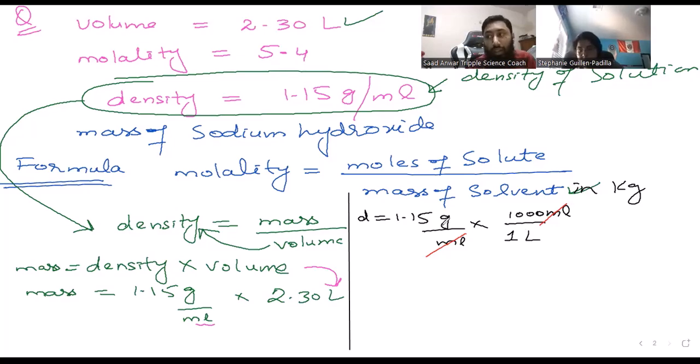But I do not want gram. I want kilogram. So let's do that conversion. I have to cancel out gram and put kilogram. I know 1 kilogram contains 1,000 gram. If I write it like that, then I can cancel this gram with this kilogram.